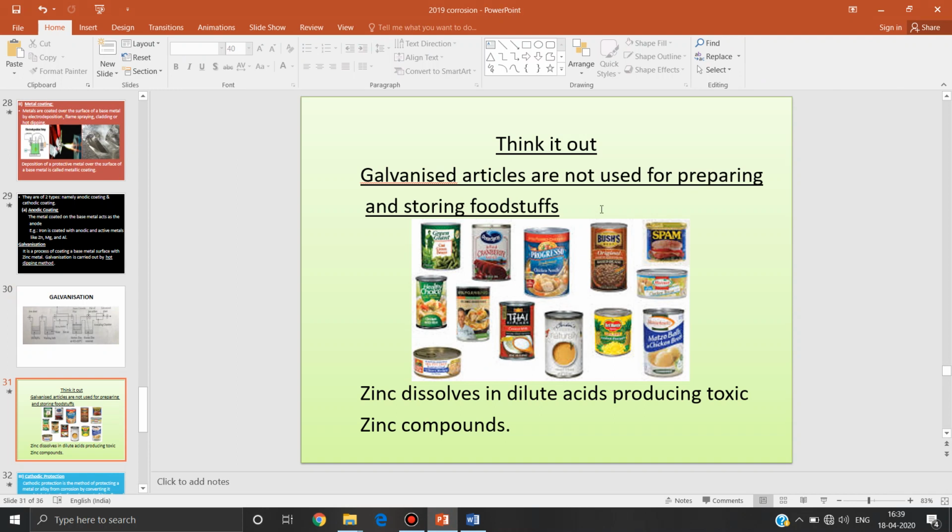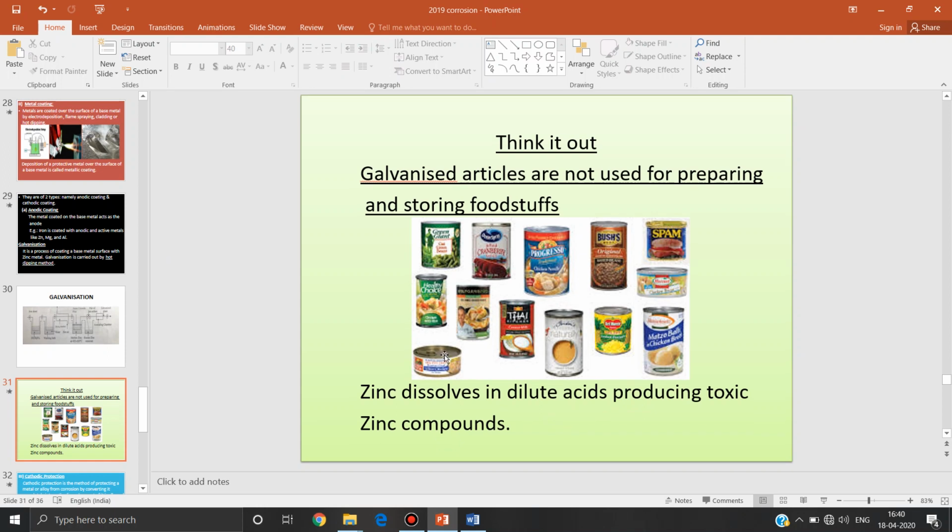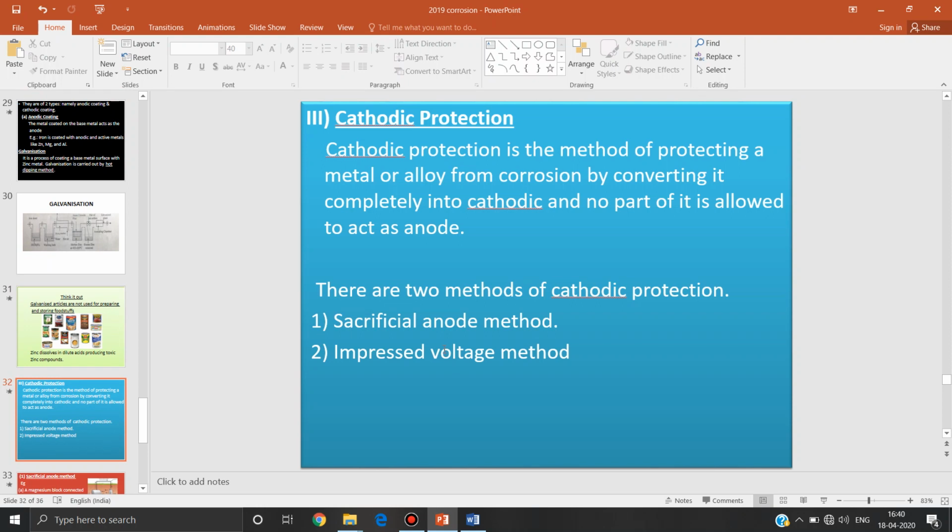But galvanized articles are not used for preparing and storing foodstuff, because zinc dissolves in dilute acids and produces toxic zinc compounds. So we cannot store pickles or any other foodstuff in galvanized articles. So this is an example of metal coating, galvanization.